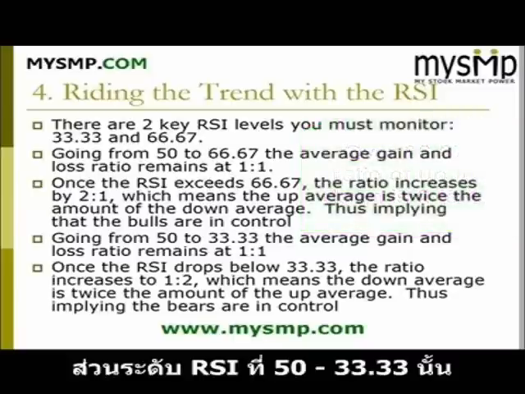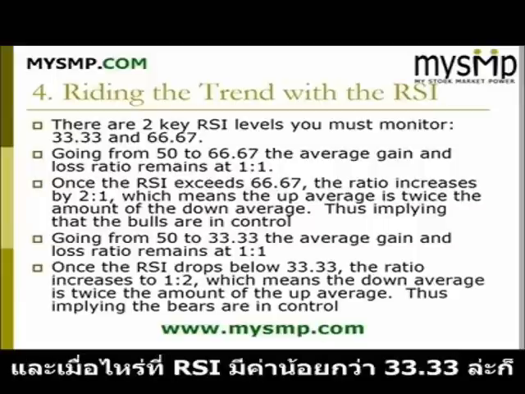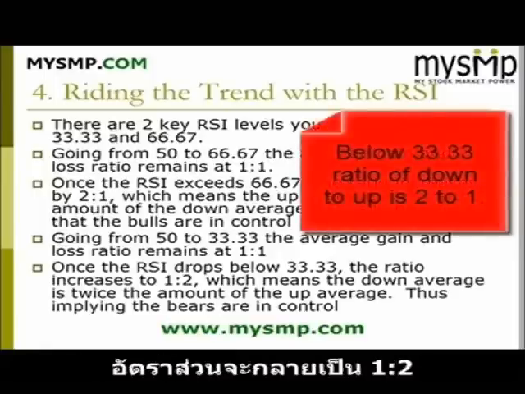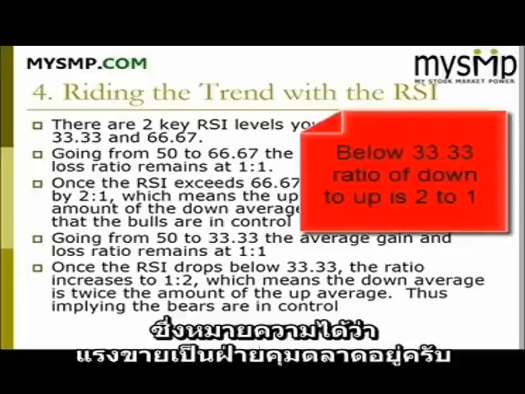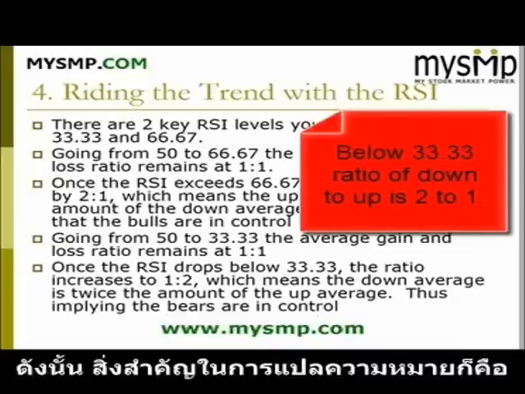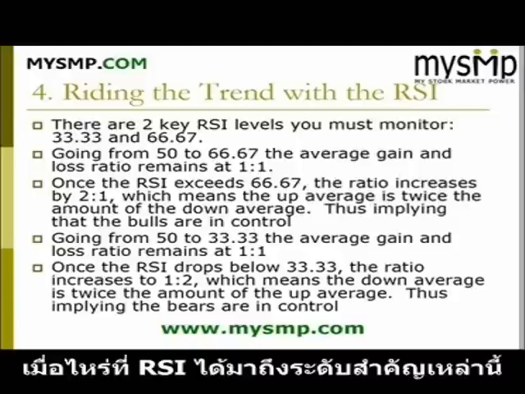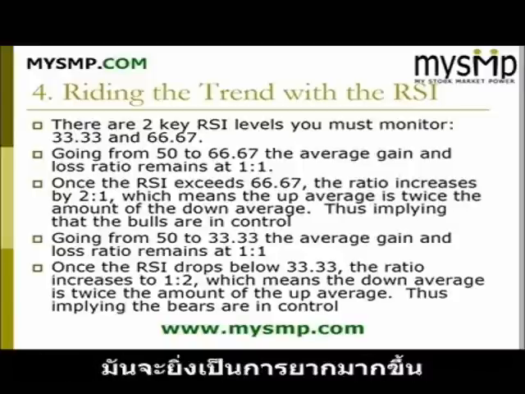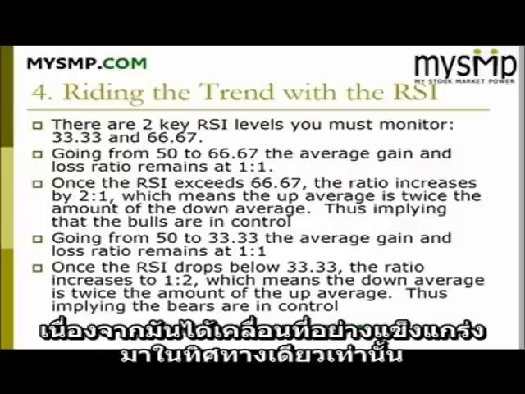Going from 50 to 33.33, the average gain and loss ratio remains at 1 to 1. Once the RSI drops below 33.33, the ratio increases to 1 to 2, which means the down average is twice the amount of the up average, thus implying the bears are in control. So the key measure here is that once these thresholds are exceeded, it becomes even harder to increase or decrease the value of the RSI because it's moving so strongly in one direction.